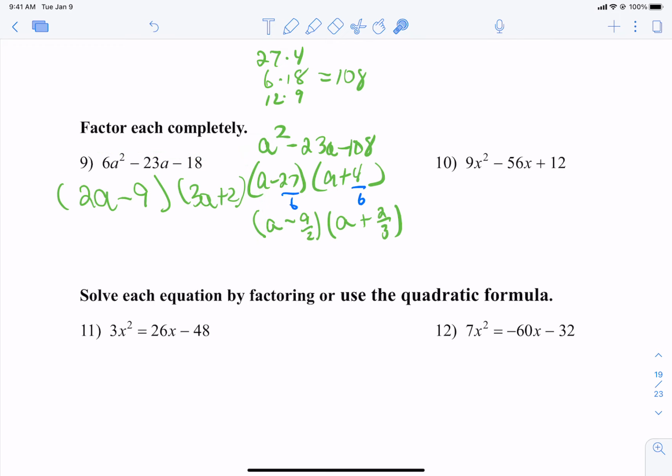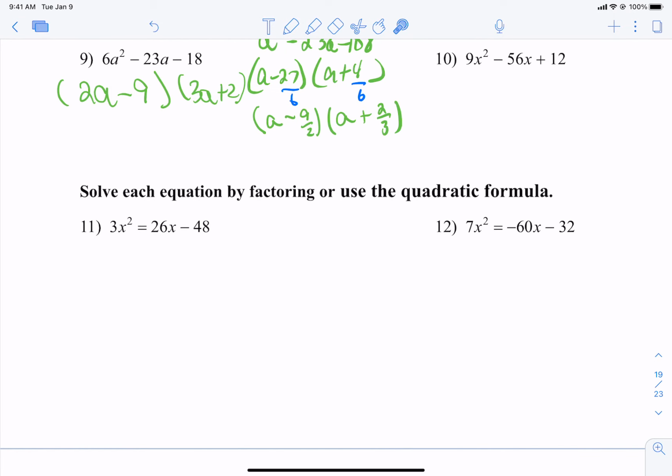Okay. Now let's take a look at number 11. Number 11 is about solving this by factoring or using the quadratic formula. Now, if all else fails, if you didn't like what you saw in number 9, we can always solve number 11 and 12 using the quadratic formula. But no matter what, for 11 or 12, you first have to get it equal to 0. So I am going to subtract 26x and add 48 so that this problem equals 0.